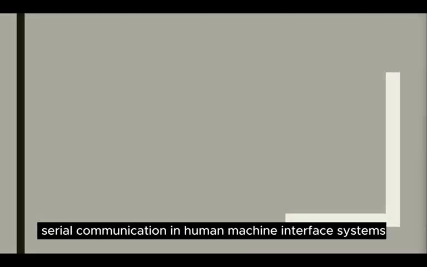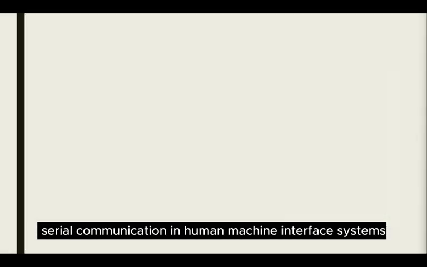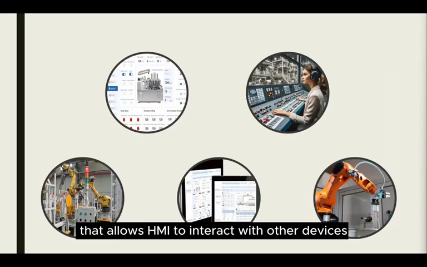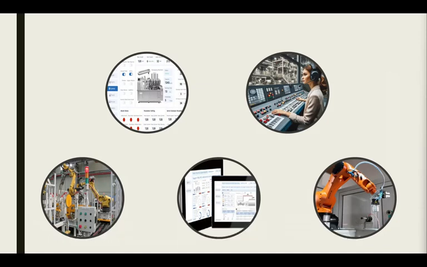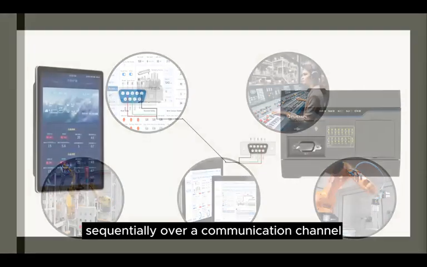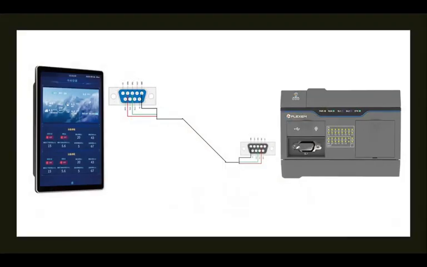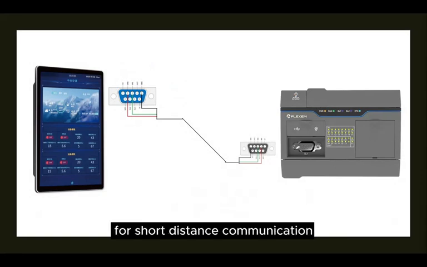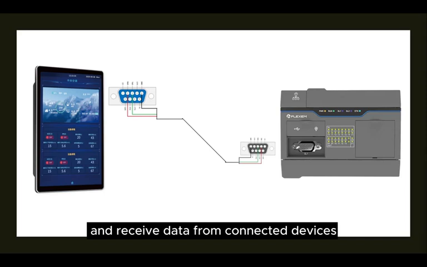Serial communication in human-machine interface systems is a fundamental aspect that allows HMI to interact with other devices like programmable logic controllers and sensors. Serial communication is a process where data is sent sequentially over a communication channel. It's a widely used method for short-distance communication between devices. In the context of HMI, serial communication enables the HMI to send commands to and receive data from connected devices.